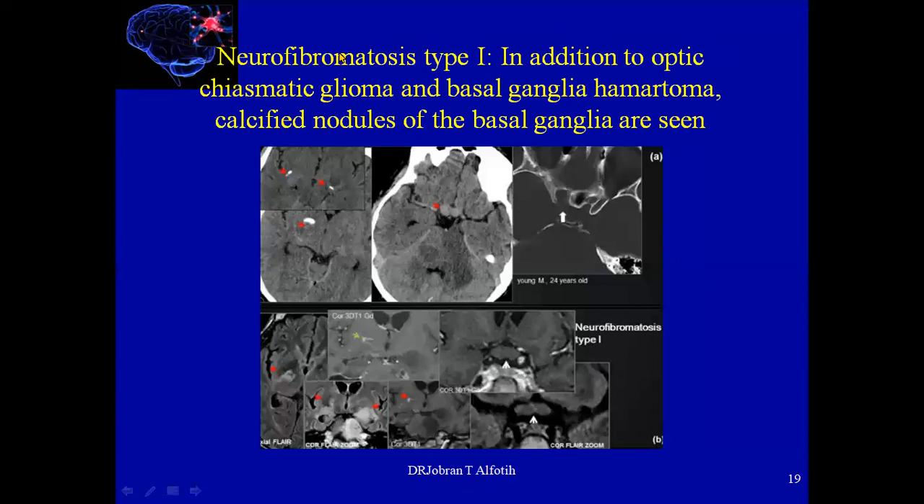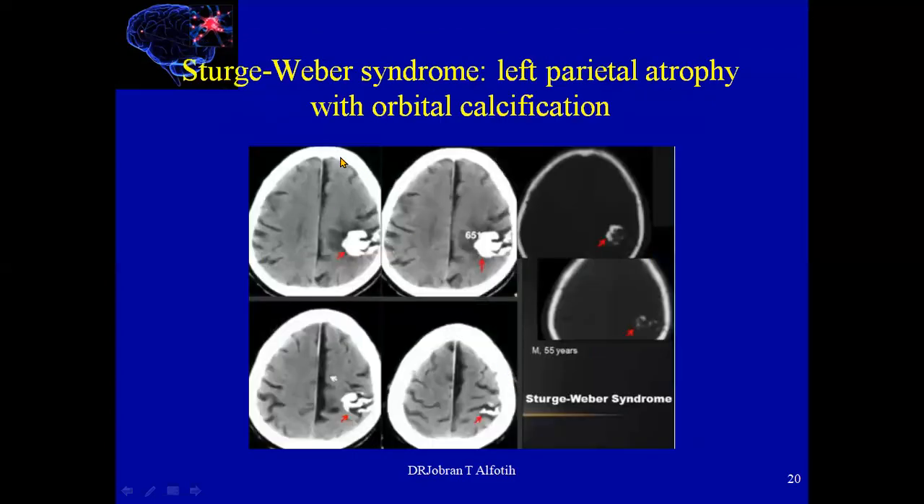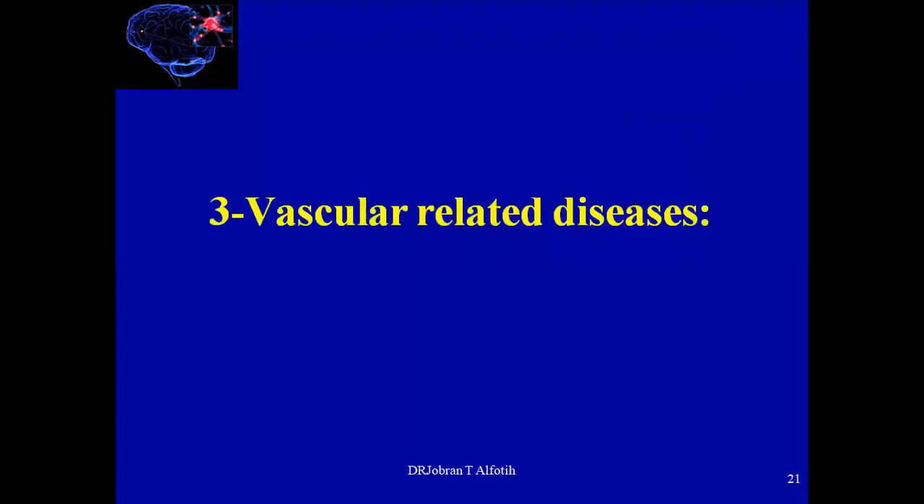And here, a neurofibromatosis type 1 patient, as we see here, this is a calcified area in the basal ganglia, and also as we see in this picture, and here also in these pictures, here is the optic chiasm glioma. Sturge-Weber syndrome: left parietal atrophy with calcification in this area. It's like a gyriform calcification, which indicates Sturge-Weber syndrome.